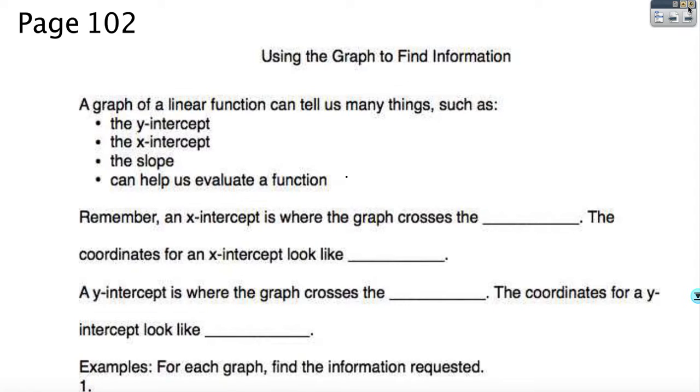The second page is going to be the next set of notes that we're going to do, which is x and y intercepts. That should go on page 103 in your notebook. And then the last page is going to be your homework, which should go on page 104 in your notebook.